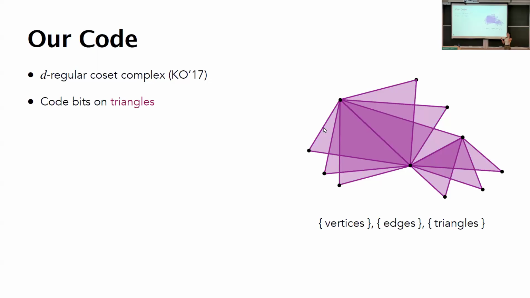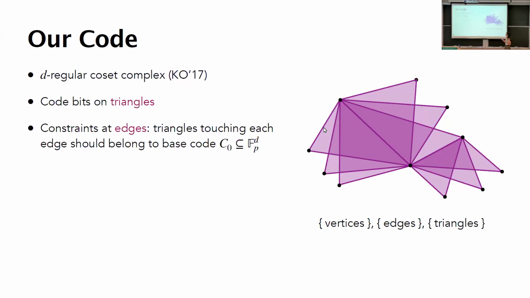Okay, so after you define where the bits lie, you have to say what the constraints are. So you define the parity check matrix. The constraints are going to be put at edges. What this means is for every edge, you'll see some number of triangles around it. You look at those triangles, and the edge tells you that the triangles around it need to belong to some base code. So this base code would place constraints. Say it has to be among this list of possible words. It can't be anything else. Okay, so that just fully defines the code.